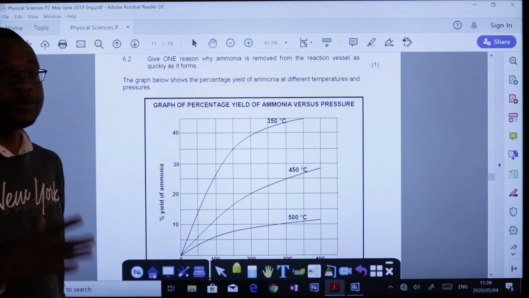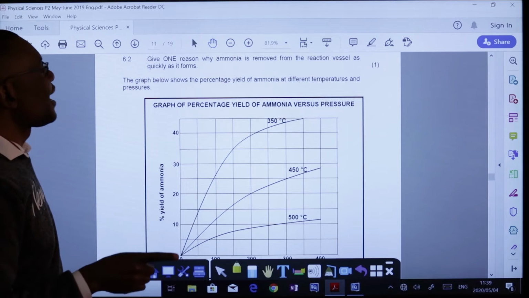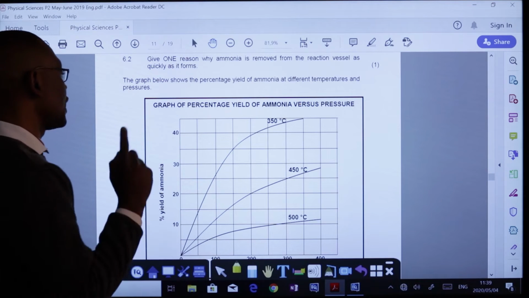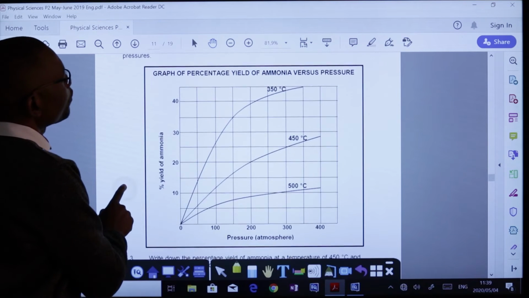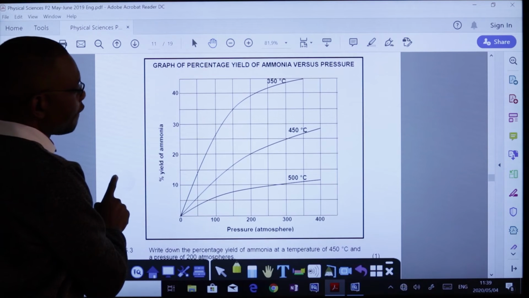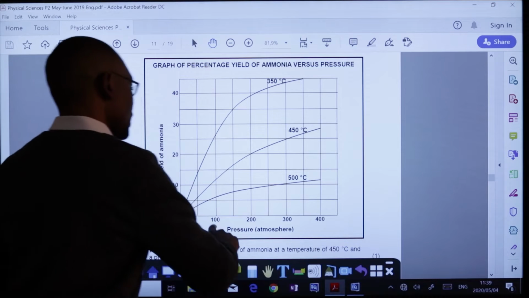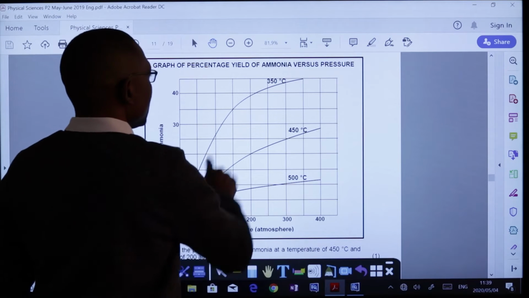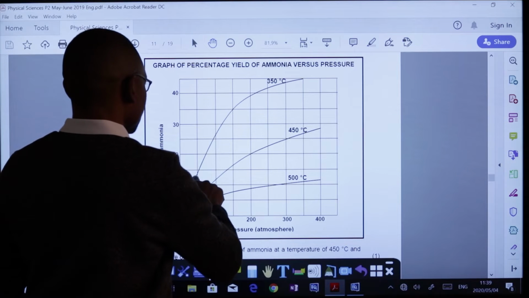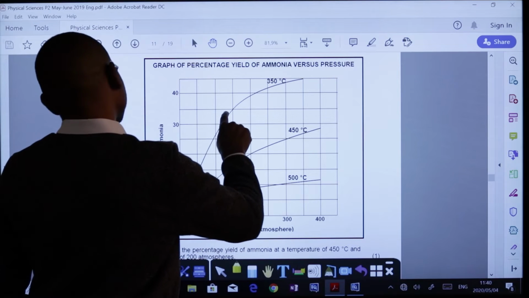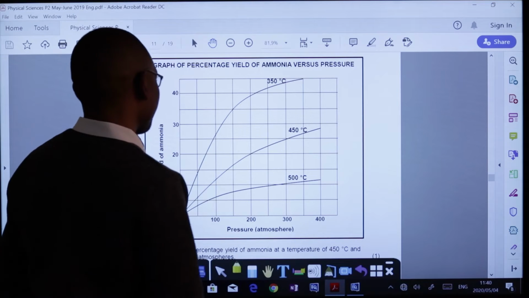Okay. So the graph below shows the percentage yield of ammonia at different temperatures and pressures. Okay. So here is the graph of percentage yield of ammonia versus pressure. So this is the percentage yield of ammonia and this is the pressure. So you can see at 350 degrees Celsius, if you increase the pressure, the percentage yield is increasing rapidly.